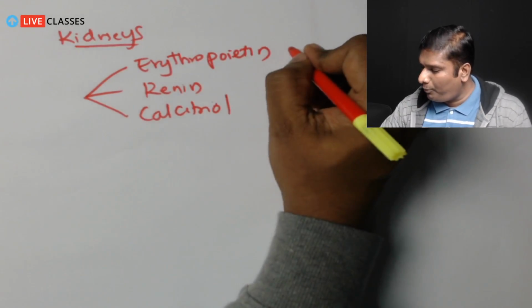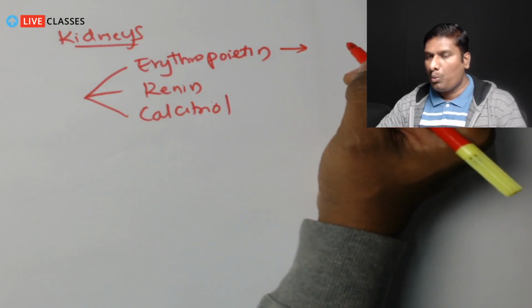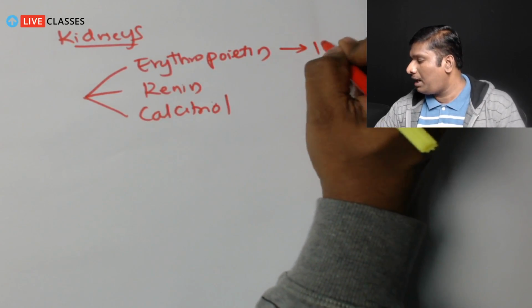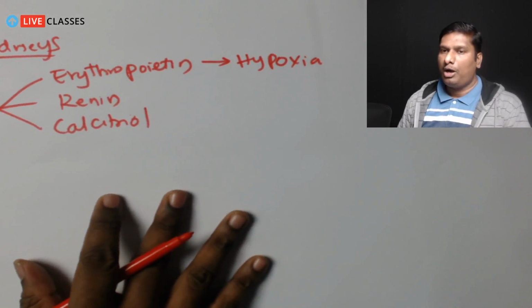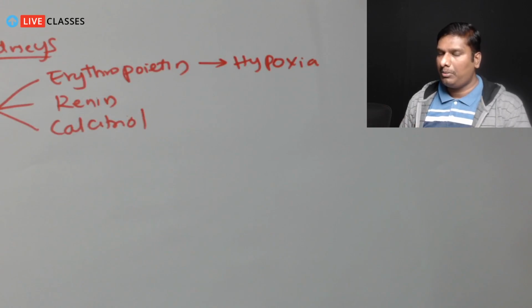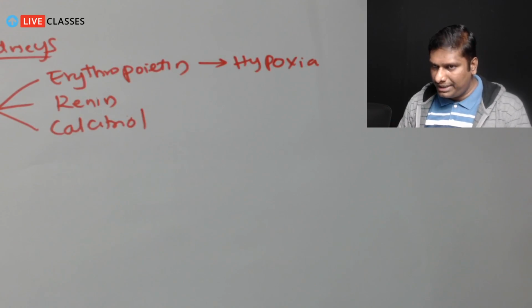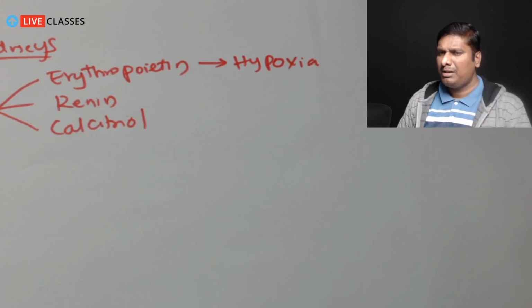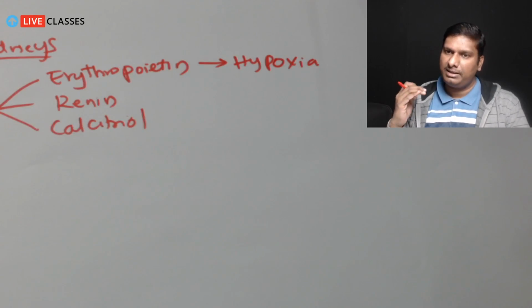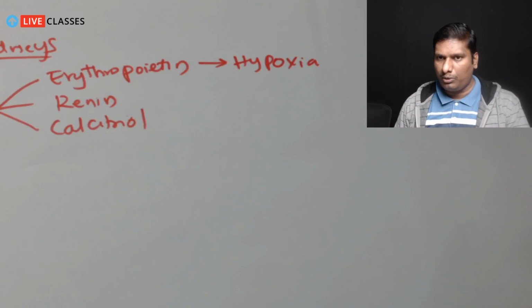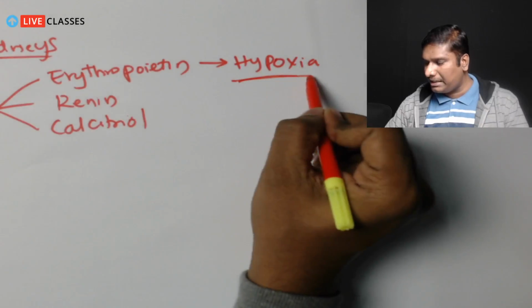Now erythropoietin is released when you are subjected to hypoxic conditions. That is, when the oxygen levels in the blood go down, your erythropoietin is released. A situation you can think of is going to high altitudes, where obviously the oxygen levels in the atmosphere itself will be low, because of which the oxygen reaching your blood will be low. So a hypoxic condition is created.